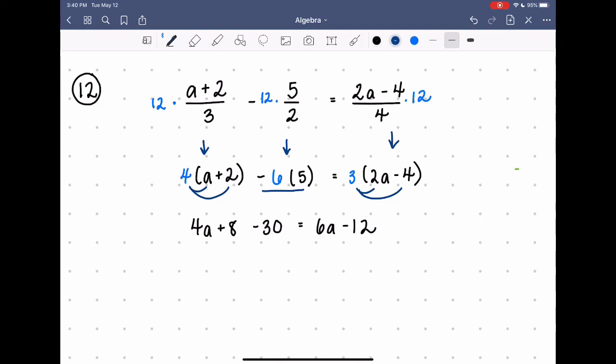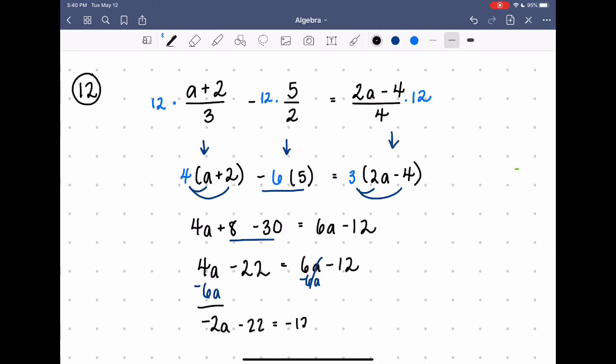So I've got some like terms here. I can put together that positive 8 and a negative 30. And I end up with negative 22. So I have 4a minus 22 equals 6a minus 12. I want to get those a's together, so let me subtract 6a over here, subtract it from the a over here. So I get negative 2a minus 22 equals negative 12.